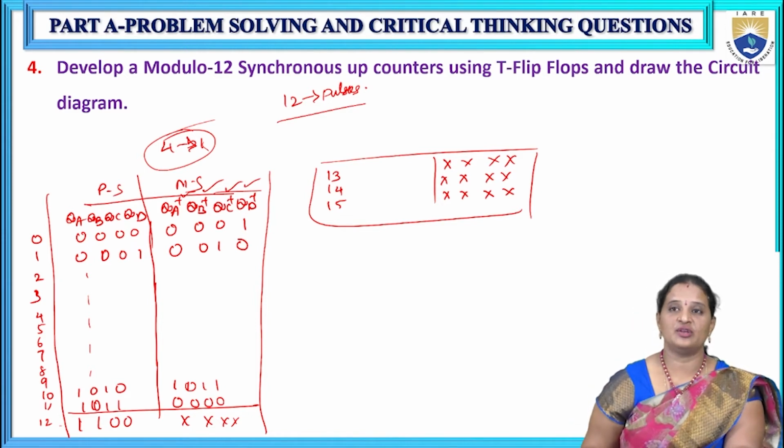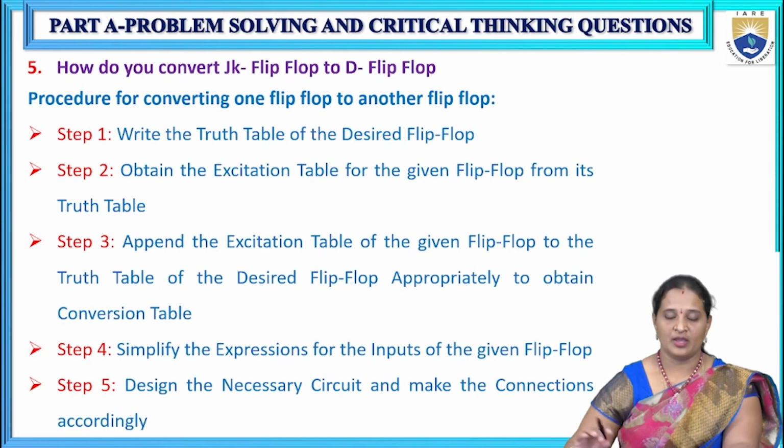For this, we need the excitation table of the T flip-flop, and then we have to derive the characteristic table for the modulo 12 synchronous up counter.